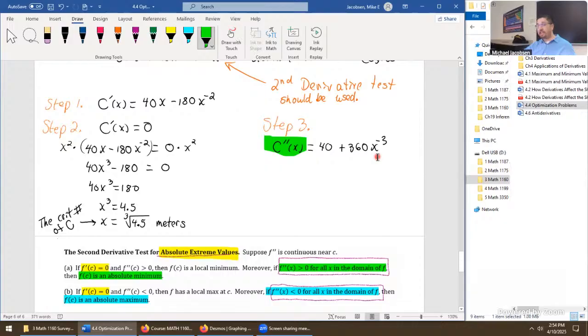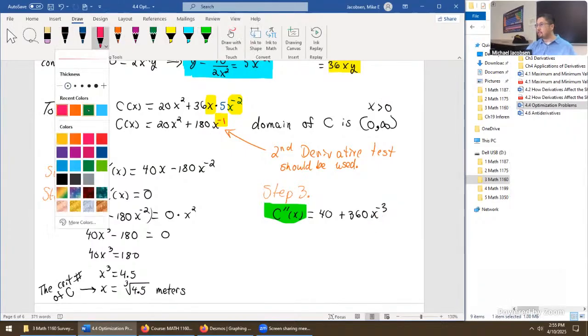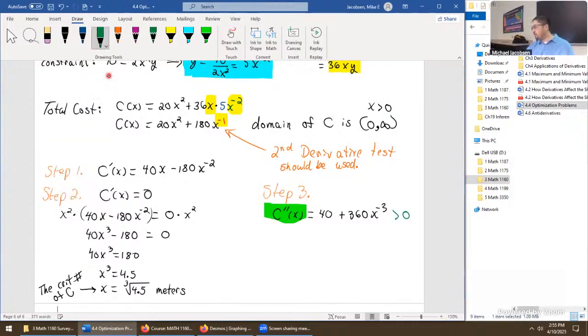That might be concerning because if x is -1, the whole thing is negative. But actually, it's not a problem because recall the domain is positive values of x. x is a side length. And if you're only putting in positive numbers right here, this in fact is strictly positive. So we can now say that this is greater than 0 for all x in 0 to infinity, which is the domain of C.